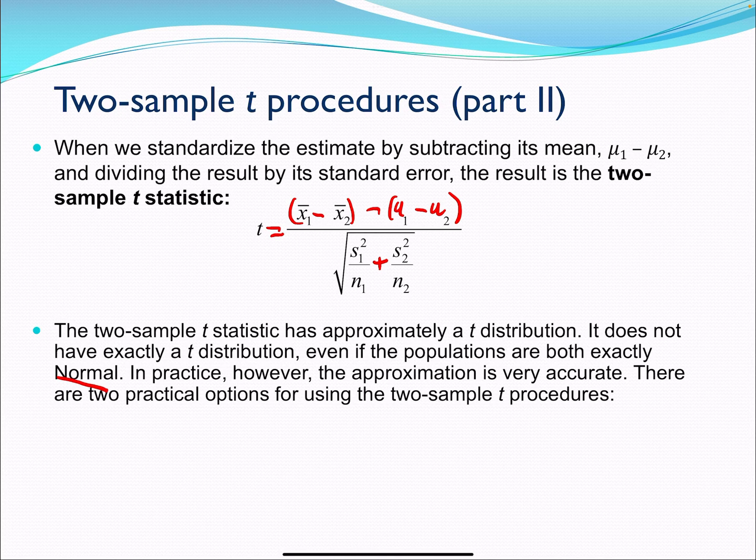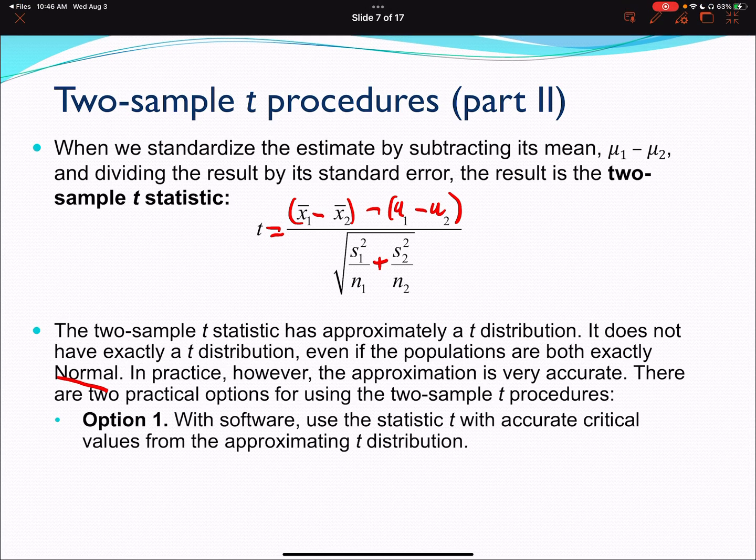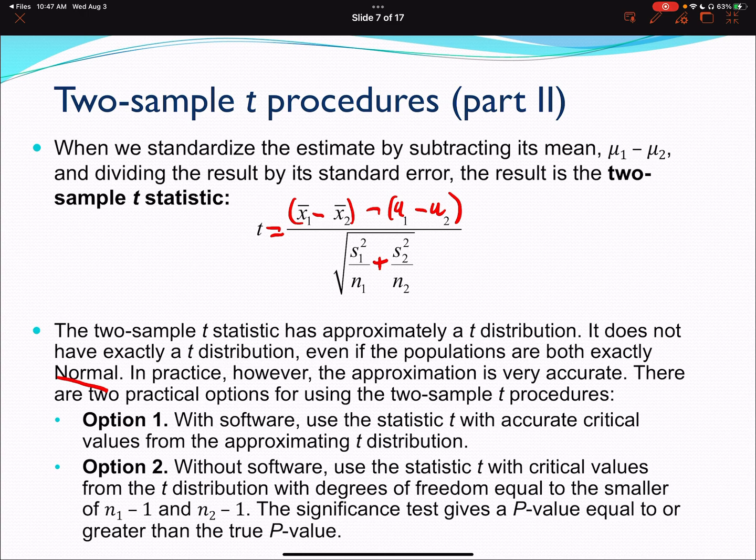It does not have exactly a t distribution, even if the populations are both exactly normal, right? In practice, however, the approximation is still very accurate, and there are two practical options for using this two-sample t procedure. So the first being with software, using the statistic t with accurate critical values from approximating a t distribution. And the second is without software, we can use the statistic t with critical values from the t distribution with degrees of freedom equal to the smaller of the sample sizes. And the significance test would give us a p-value equal to or greater than the true value.